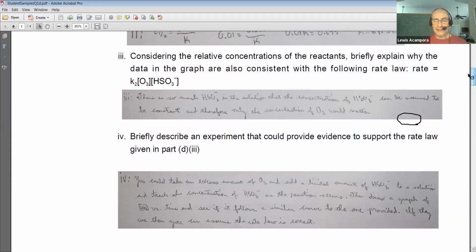And then I think this point was well earned in part III. There is so much HSO3 minus in the solution that the concentration of HSO3 minus can be assumed to be constant, and therefore only the concentration of ozone would matter. And that's good enough. You could write that in different ways, but I think that says that so much and constant are key there.